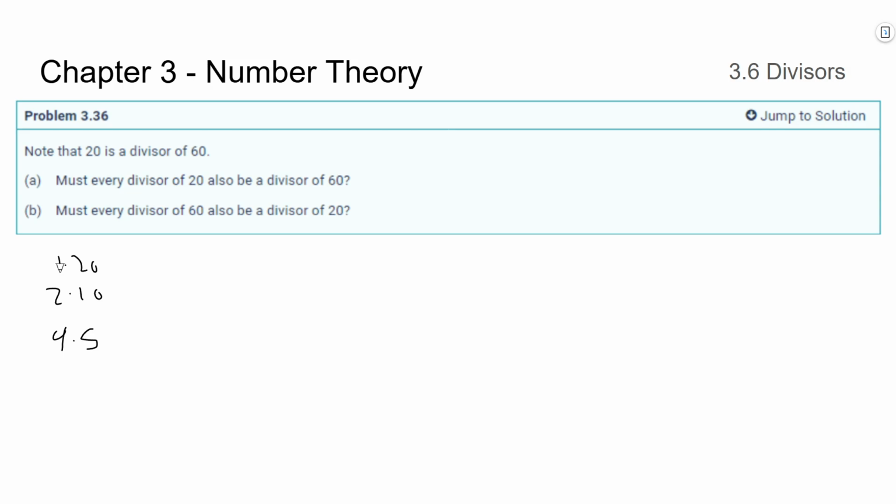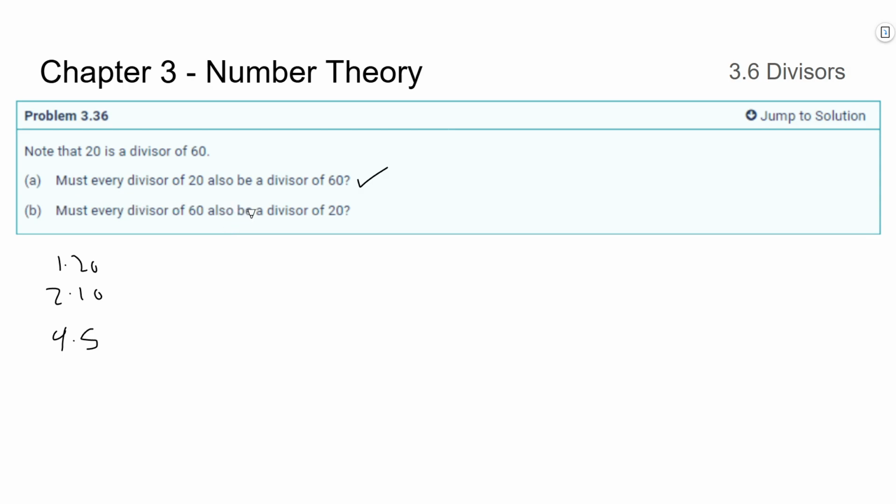All right, so we have these 6 divisors: 1, 2, 4, 5, 10, 20. Are those all divisors of 60? Well, 1 is 1 times 60. 2 is 2 times 30. 4 is 4 times 15. 5 is, because it ends in a 0. 10 is, it ends in a 0. 20 is, because it'd be 20 times 3. So yeah, looks like that is true. All the divisors of 20 are also divisors of 60.